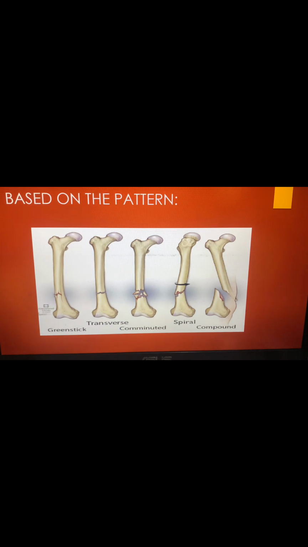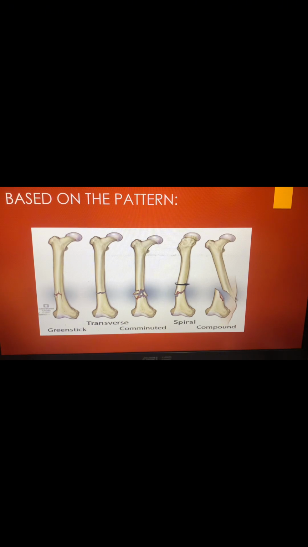Now let's talk about the fracture based on the patterns. As you can see here in the diagram, we have the greenstick, the transverse, the comminuted, the spiral, and the compound. The greenstick is just a simple fracture that takes only half of the bone. In this greenstick fracture, not much surgery can be done, maybe just little.